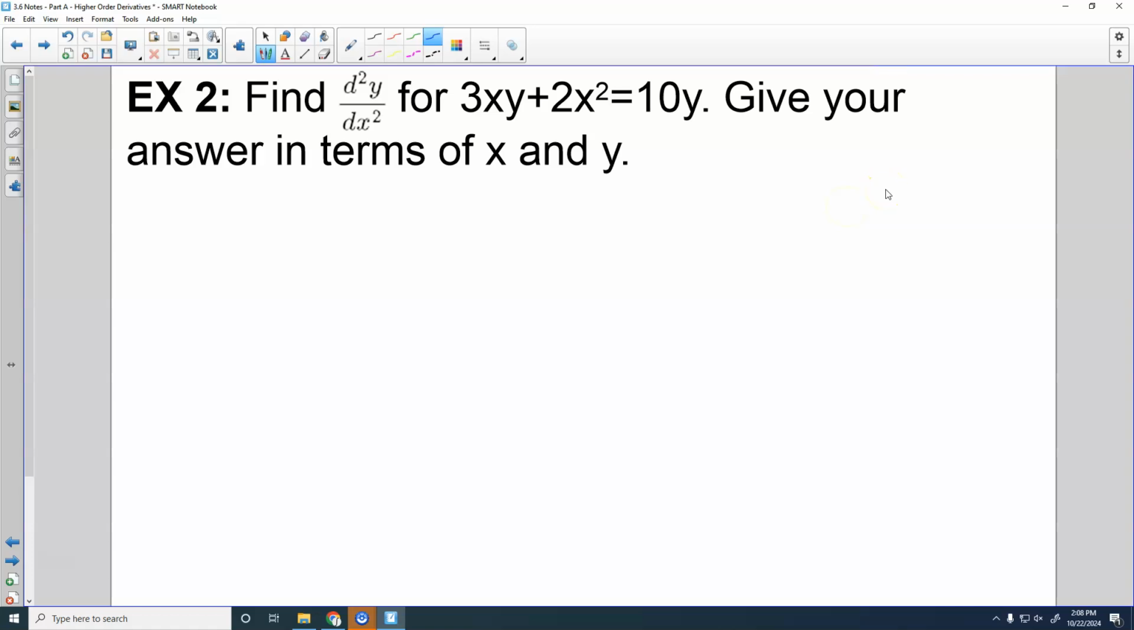Okay? All right. How about everybody find the first derivative for this one for me? That one should be something we should be able to do fairly well. Go ahead and find that first derivative.